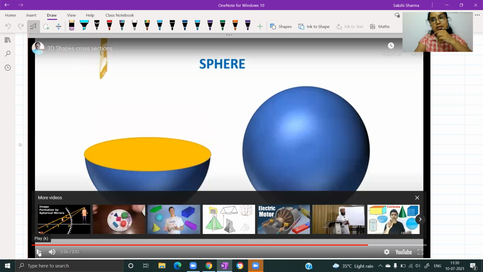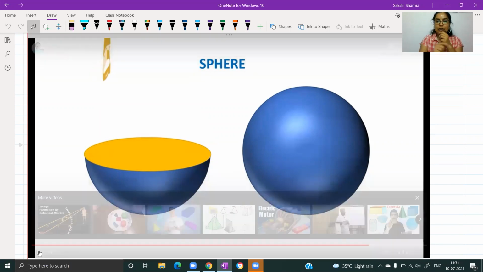So this is a sphere. Examples: an apple, an orange, maybe a lemon. If we cut it horizontally, which surface do you see? A circle. And if we cut it vertically, what do you get?